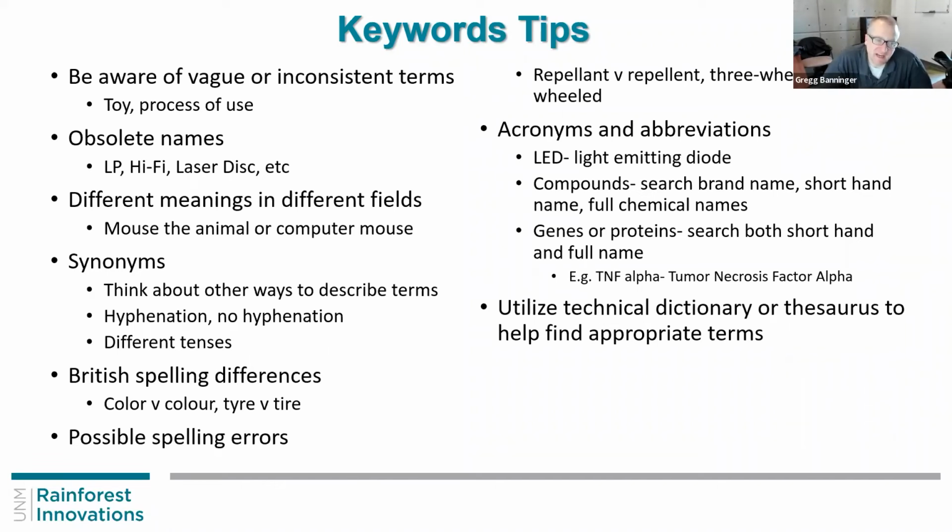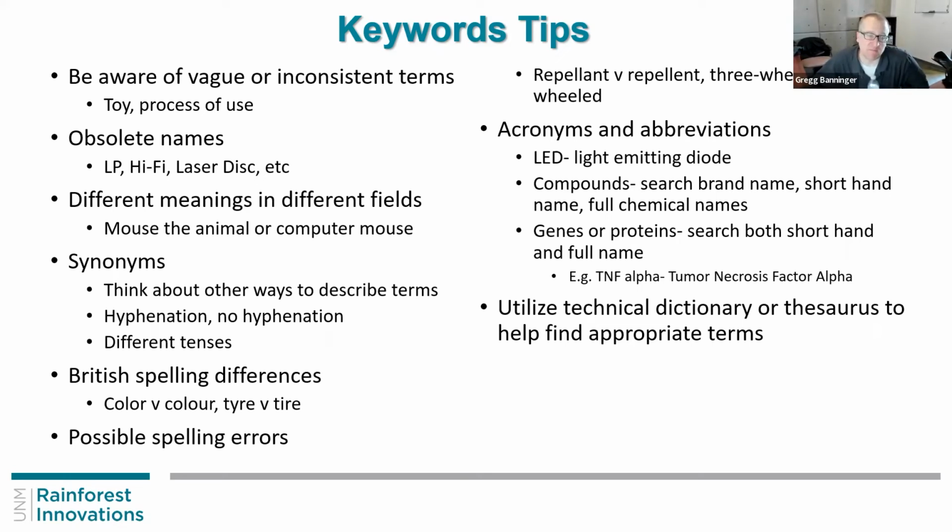Think of synonyms. Use a thesaurus if you need to find different synonyms. Oftentimes, your searching will find different words that you can use in place of what you originally had. Some things to be aware of is hyphenation, no hyphenation. I tend to search both. Maybe the prior art hyphenates something, maybe it doesn't. Different tenses, plural versus singular, that could all affect a search. You might want to use both. I hit on this earlier, different British spellings. You might want to try both, because if it's a British article, attire might be spelled with the Y there.